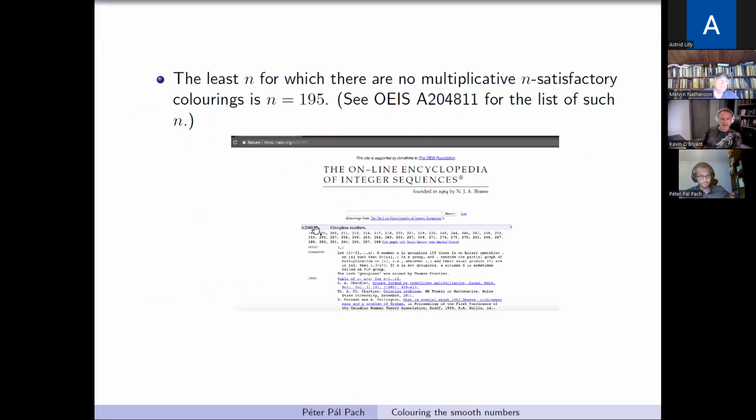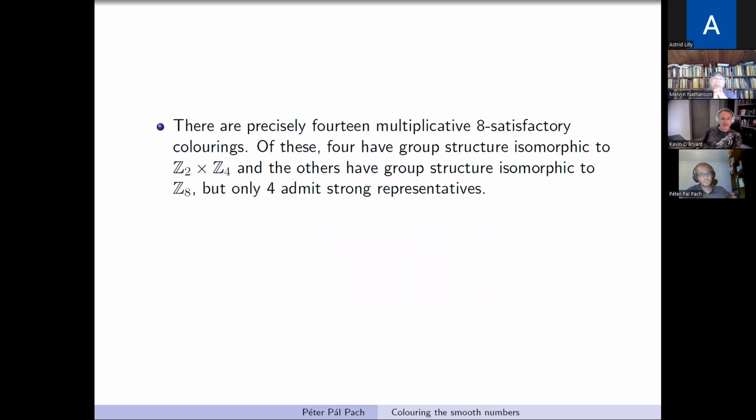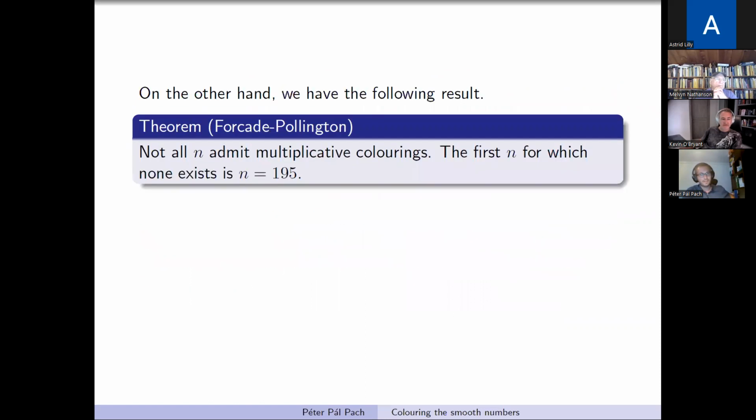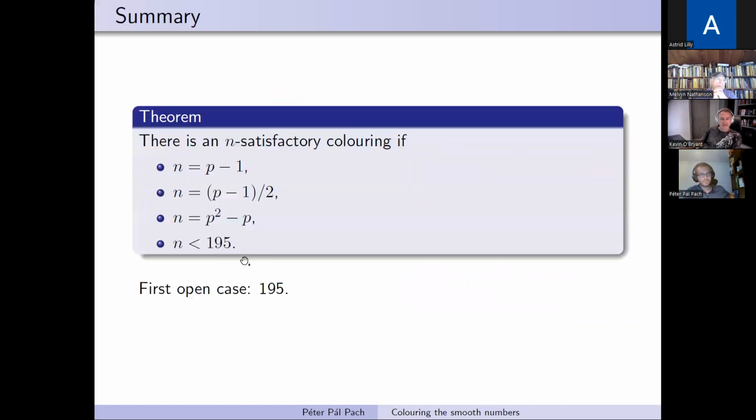But if you look at this sequence, which contains those integers for which this group theoretic coloring doesn't work, you can notice that in fact there are many. So for the case of small numbers, the fact that we have a lot of primes up to n is really helpful in finding good colorings.